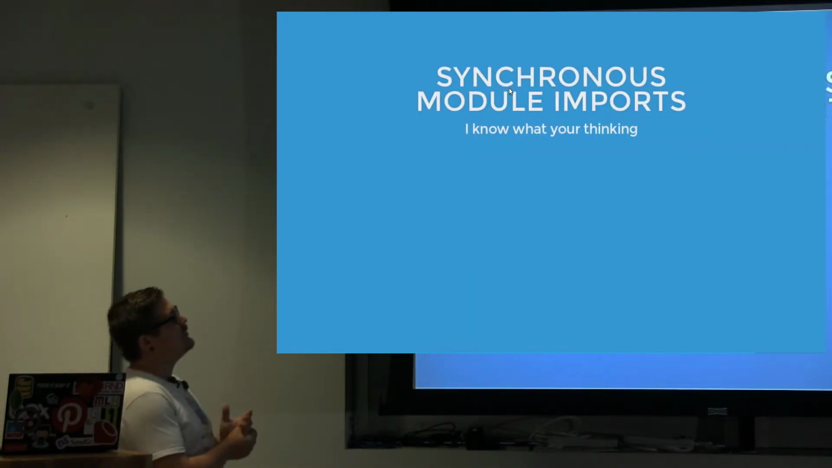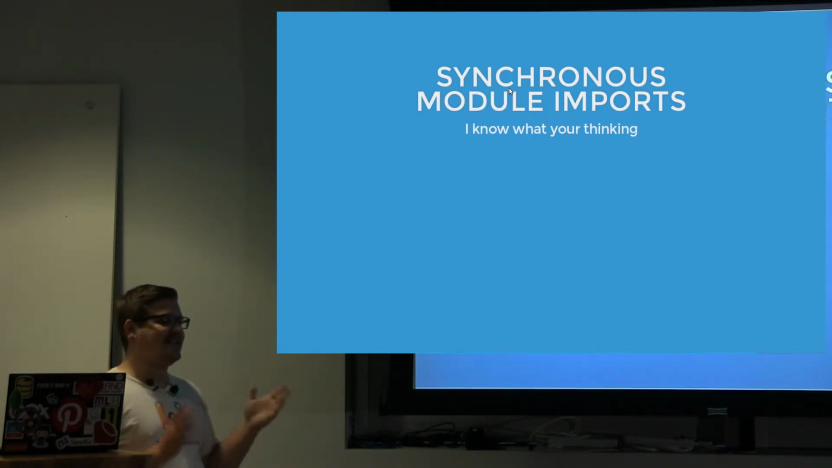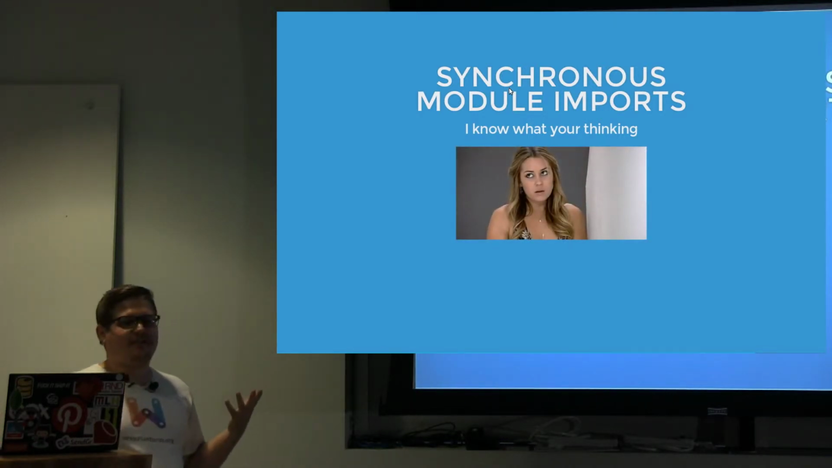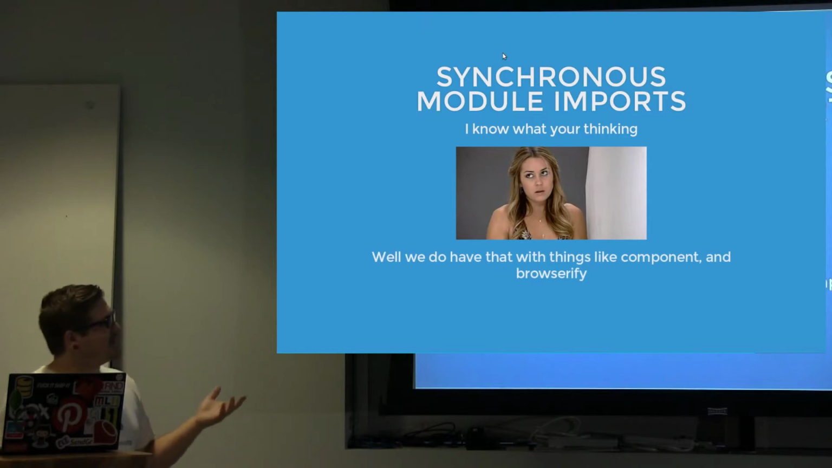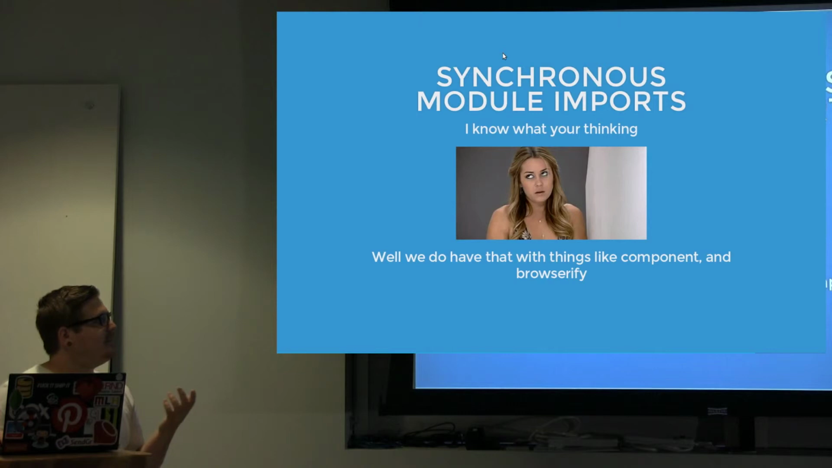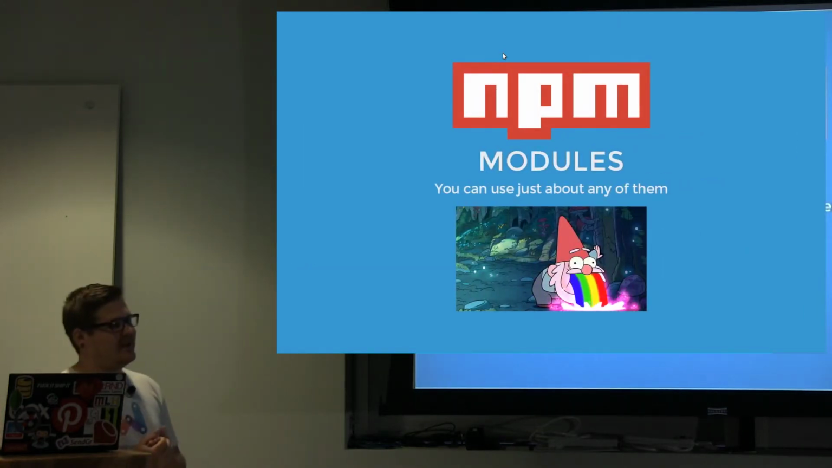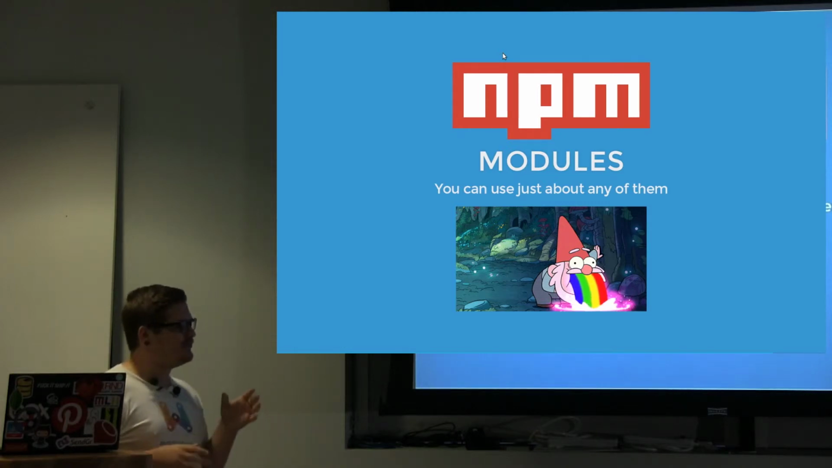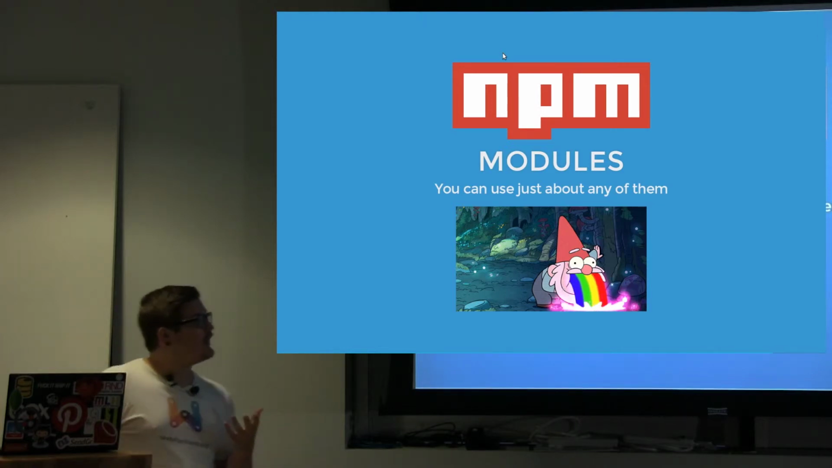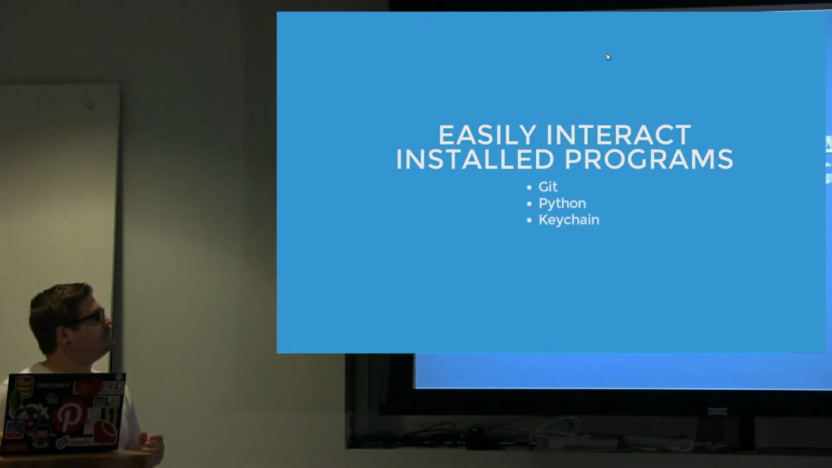And then synchronous module imports. These are really great, where you just require something and it's there. I can hear you saying, whatever, you can actually do this stuff with Component.io or Browserify, so why is that important? But actually, you have access to all the modules on npm. Granted, there are some gotchas with native modules and stuff like that where they sometimes don't work, but a lot of the modules will work right out of the box.